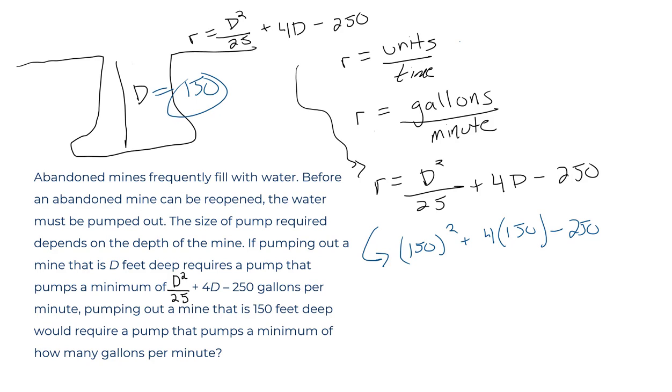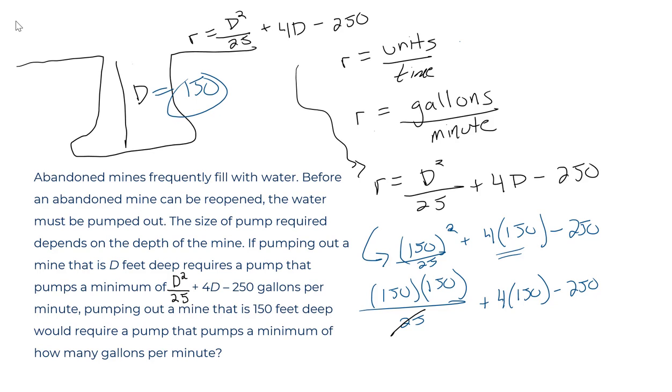Let's talk about the quickest way to solve this, to simplify what we've written here without using a calculator. First, let's write 150 squared as 150 times 150. Oh, and I forgot to put the 25 up here to begin with. So 150 squared over 25 plus, as we said, 4 times 150 minus 250. That's the same as 150 times 150 over 25 plus 4 times 150 minus 250.